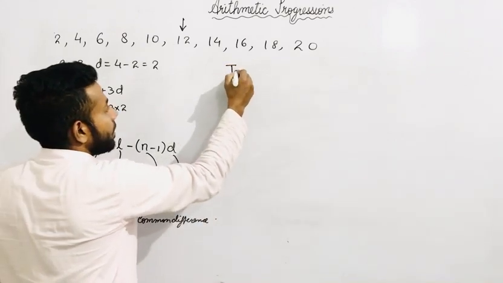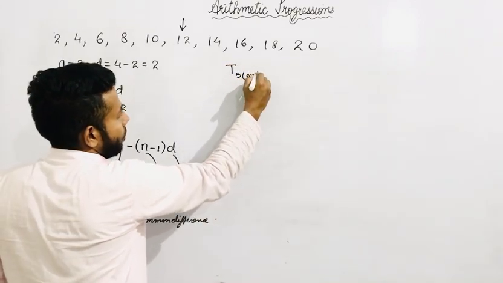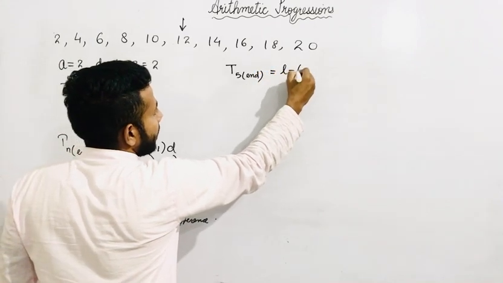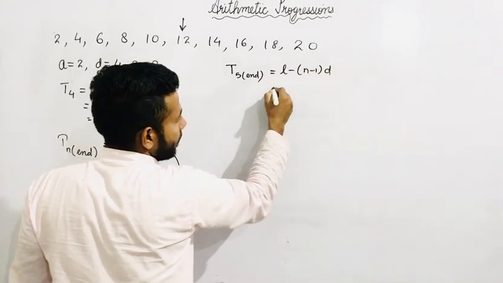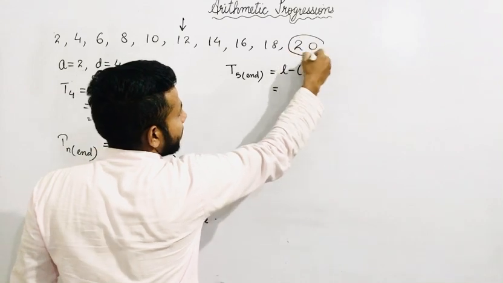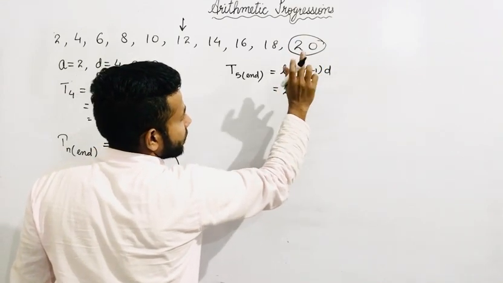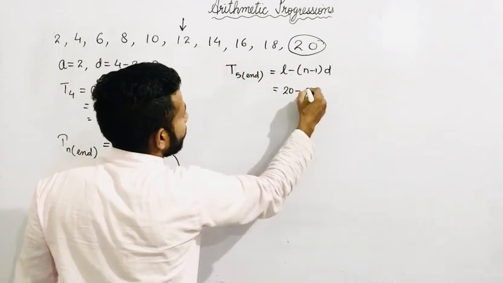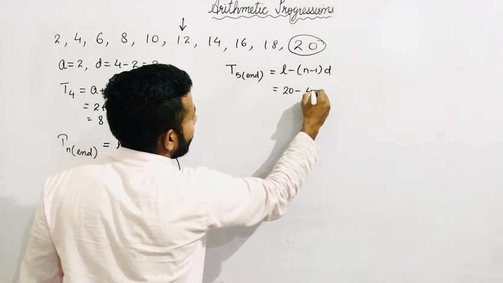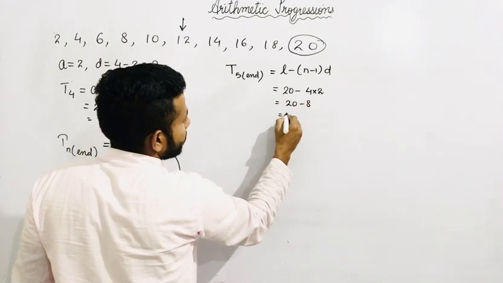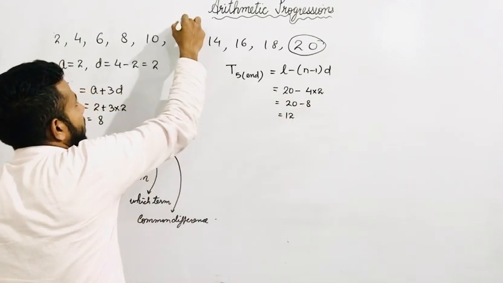So you will write T5 end. What does it mean? It is the fifth term from the end. It is L minus (N minus 1) into D. So what is L? L is the last term. What is this? 20. Fifth term, 5 minus 1, that is 4. And what is D? 2. So it is 4 into 2. It is 20 minus 8. This is 12. So this is the correct answer.